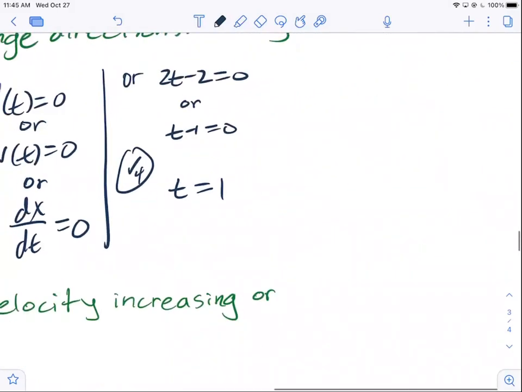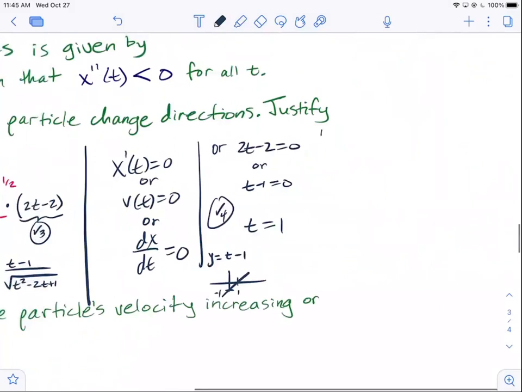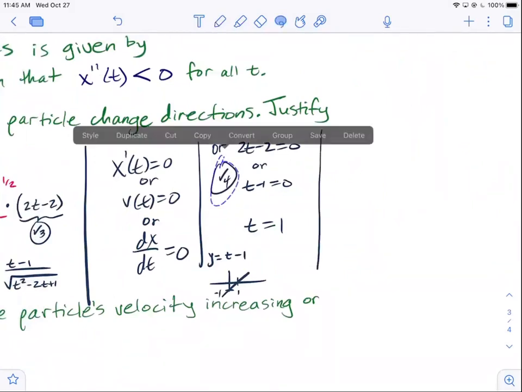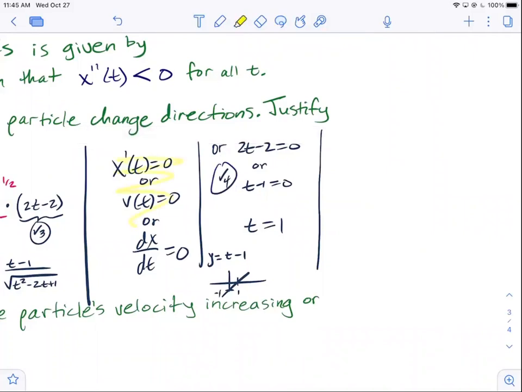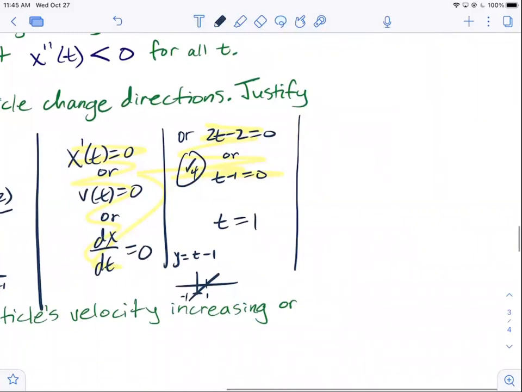And instead of doing a number line chart, it might be easier just off to the side to think of what the graph of t minus 1 looks like. Here's -1, it looks like this, and then here's 1. So it does change from negative to positive. So here's what we're going to say then. By the way, this fourth check is for setting it equal to 0. All right. Any of those pieces. All right. So here's what we're going to say.